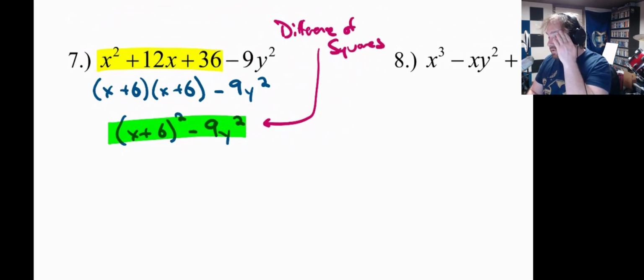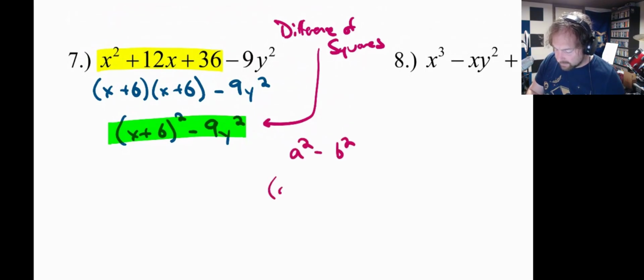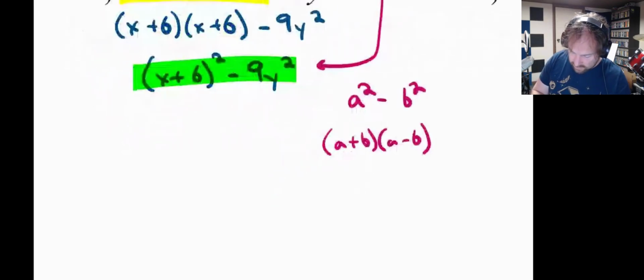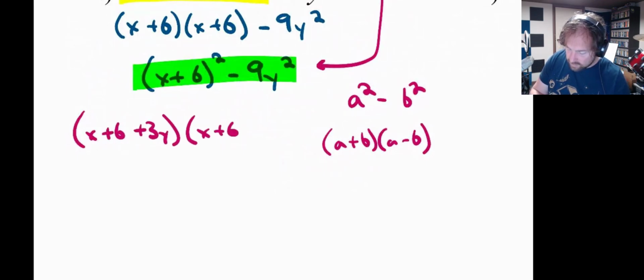A difference of squares is basically this pattern. If you have a squared minus b squared, it easily factors into a plus b times a minus b. Like the simplest factoring scheme there is. It's exactly what we're going to do here. In this case, our a is x plus 6, and our b is 3y. So this is going to be x plus 6 plus 3y times x plus 6 minus 3y.